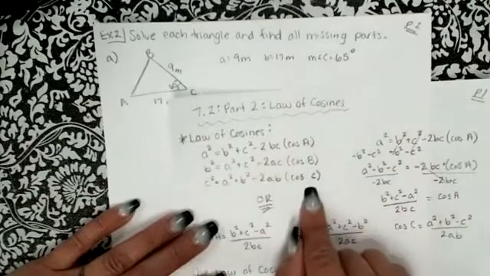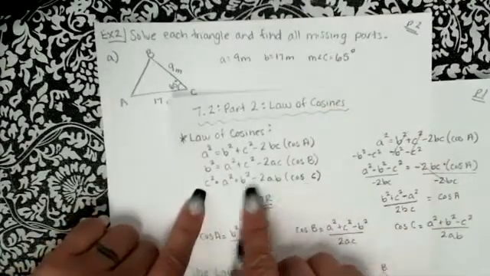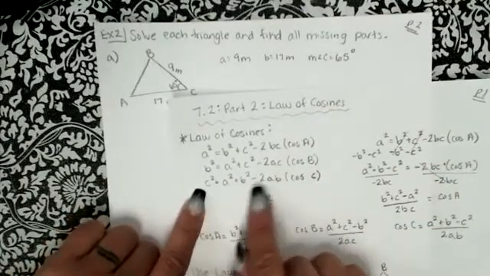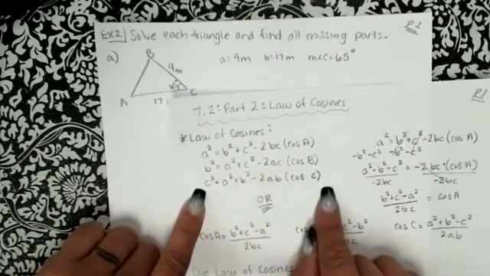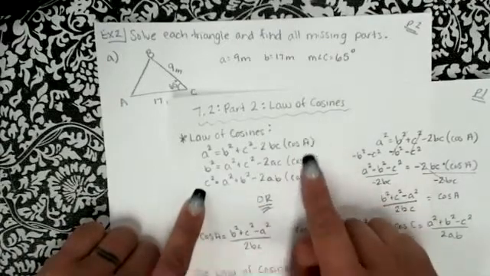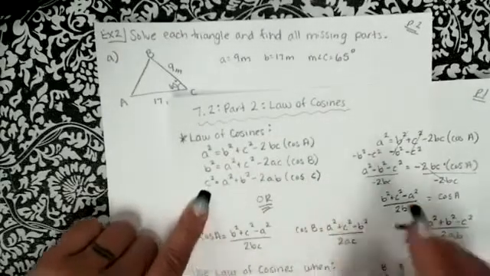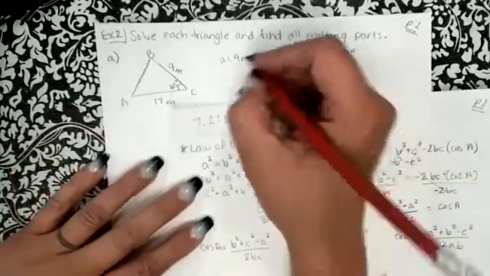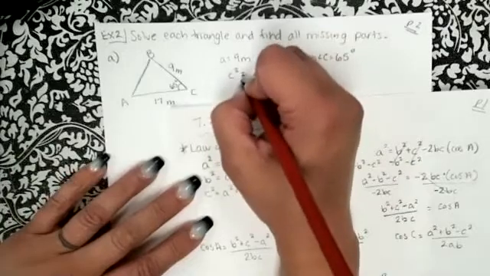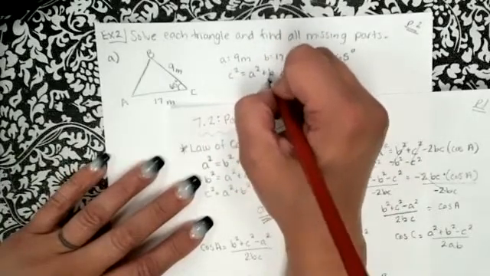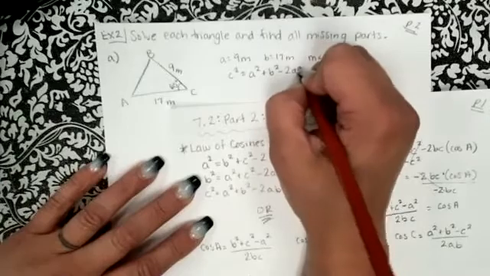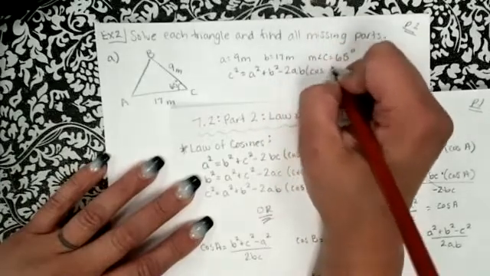So because I know the measure of angle C, I'm going to use this formula right here, the bottom one. You want to use the one where they gave you the angle. So that formula says C squared equals A squared plus B squared minus 2AB cosine of C.